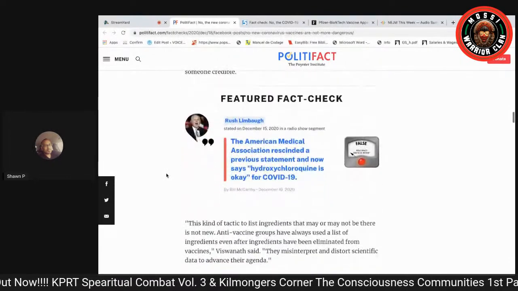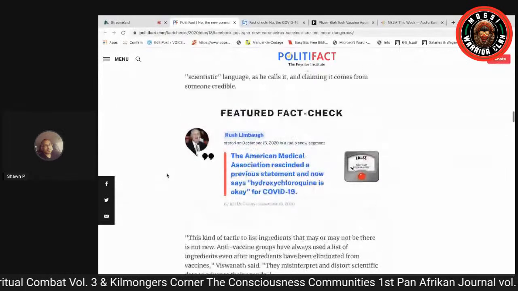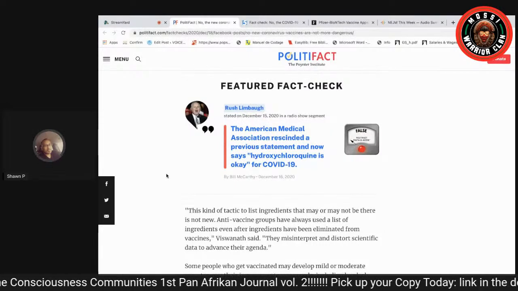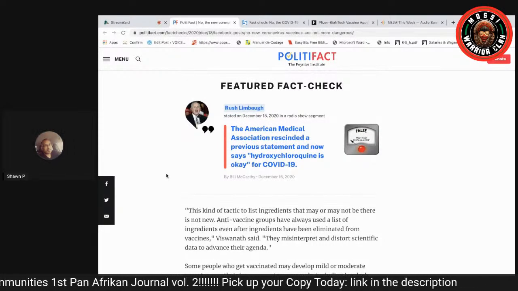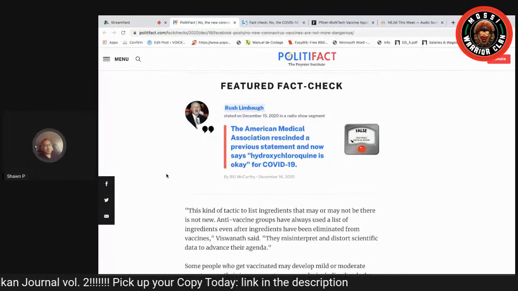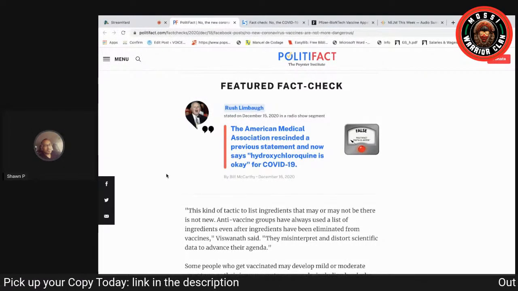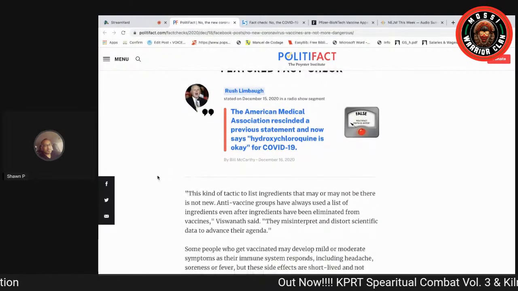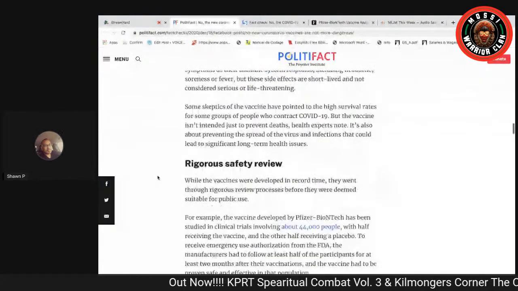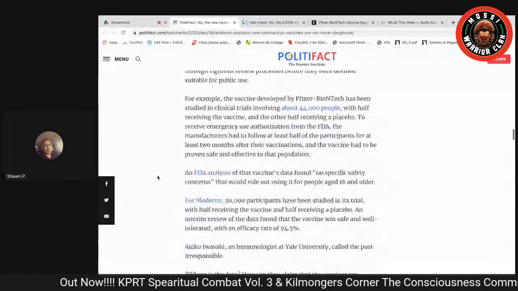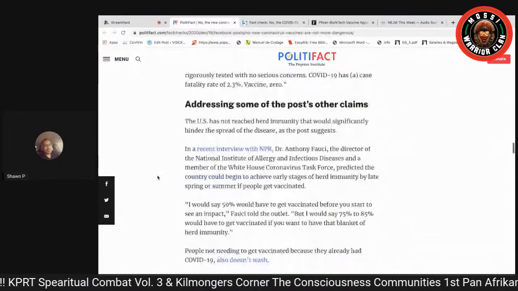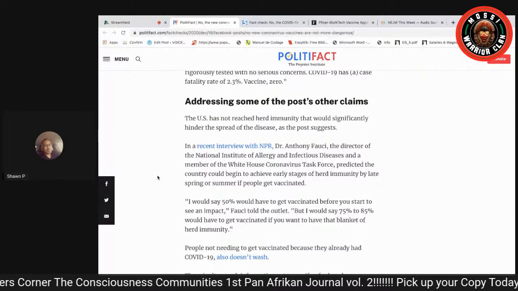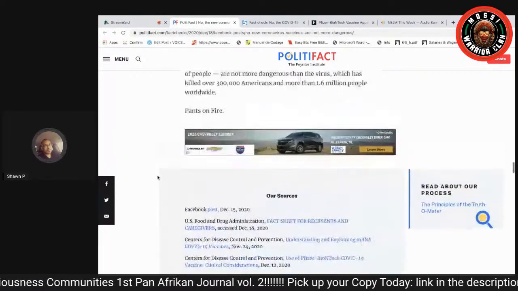Okay. Hey, your boy Rush Limbaugh said the American Medical Association rescinded the previous statement and now says hydroxychloroquine is okay for COVID. That's false. We ain't even got to get into that. We know that's false. We have ruled out hydroxychloroquine. Do not take it. Don't put yourself in position. Well, we smart here. Don't put ourselves in position to take that nonsense. So we really ain't got to deal with that, so I can move on from that.